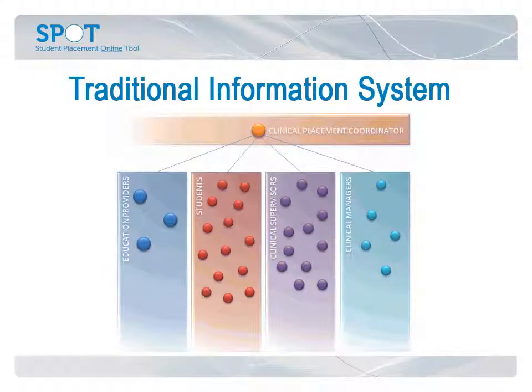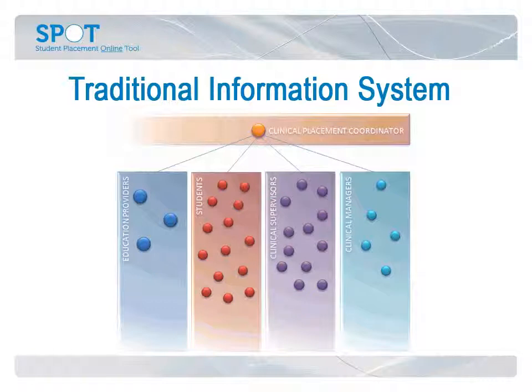To help explain the design of SPOT, I'm going to use two diagrams. This first diagram is of a traditional information system. Now you can see the clinical placement coordinator sits up here and is that yellow dot. Down here we've got 4 silos. We have education providers here in the blue, we have students, we have all of the clinical supervisors that the clinical placement coordinator talks to, and we have clinical managers.